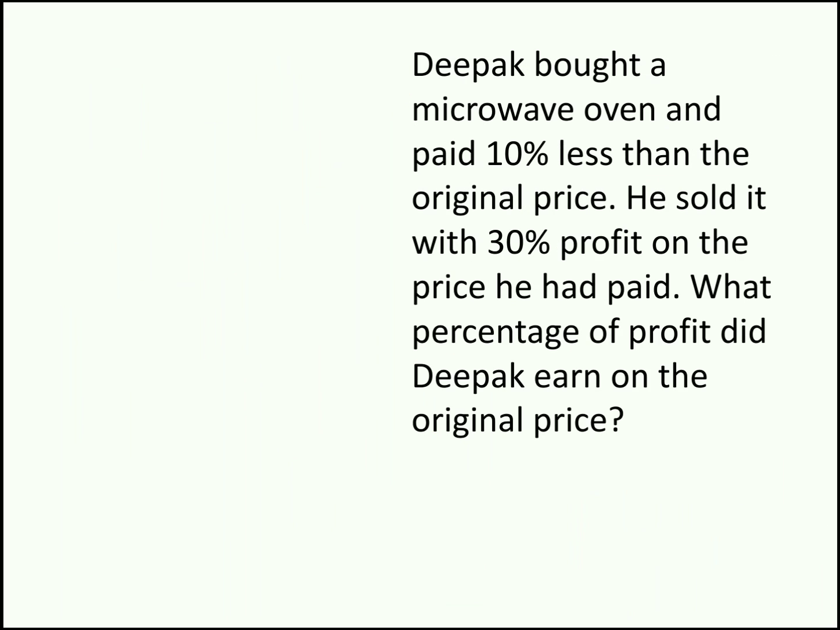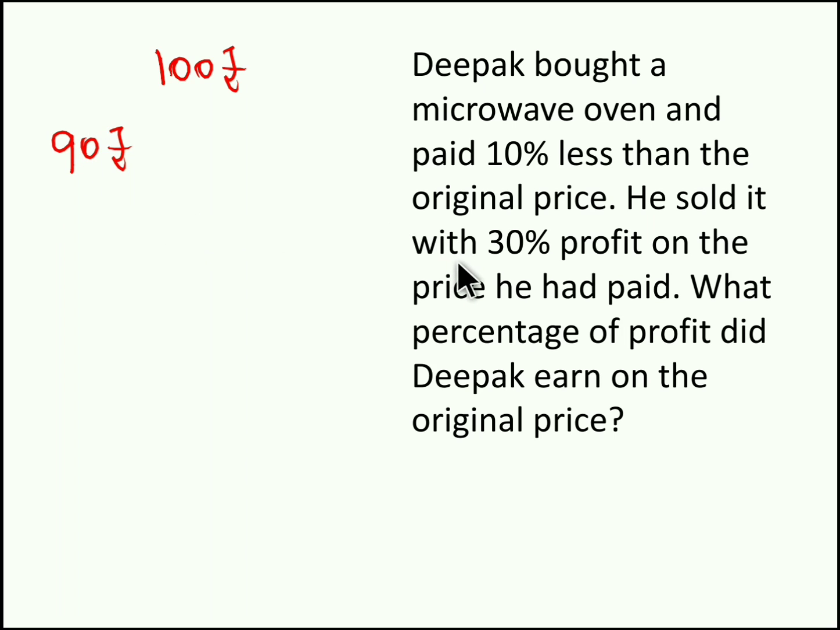Question number 5. Deepak bought a microwave oven and paid 10% less than the original price. He sold it with 30% profit on the price he had paid. What percentage of profit did Deepak earn on the original price? Now we can keep the microwave oven price as 100 rupees. So this is the original price. Now he is purchasing the product for 10% lesser cost. So 10% of 100 is 10 rupees. So he is purchasing the product only for 90 rupees.